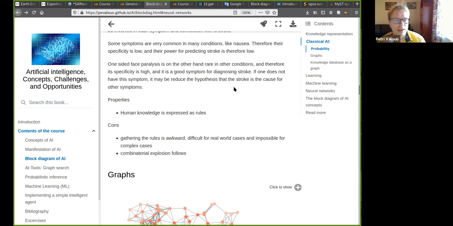And also the gathering of all this information is quite awkward. And again, it raises a question: can we somehow collect this automatically?